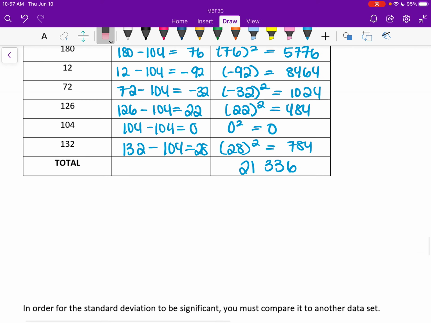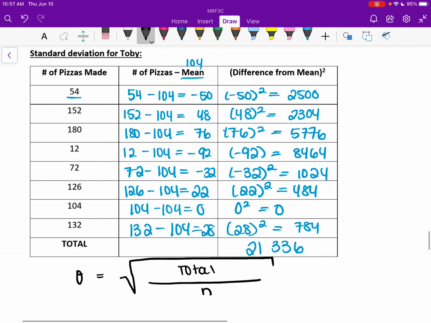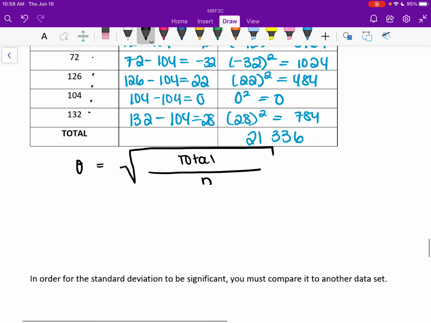So now I can take that numerator, so sigma is equal to the square root of the total, which I had from the first one, divided by n. And n is just the number of numbers there were, so it's 1, 2, 3, 4, 5, 6, 7, 8. That's how many pizzas he made, right? So I'm just going to do that, and I'm going to do it in blue again, just because this is just for Toby.